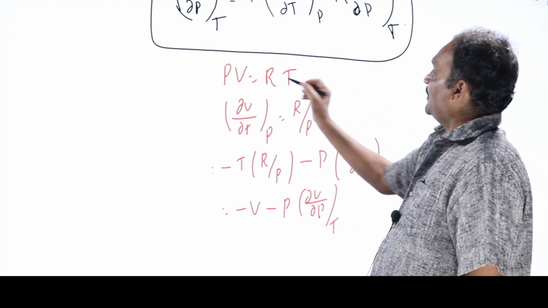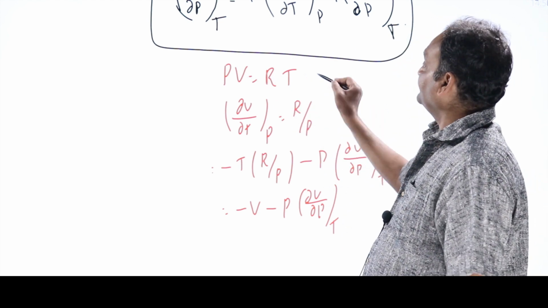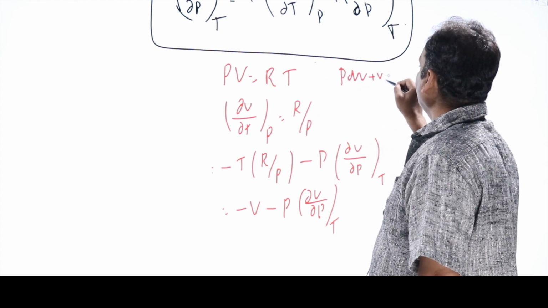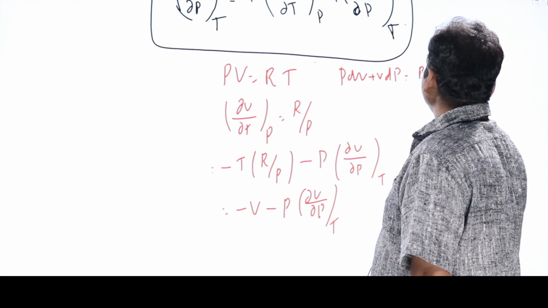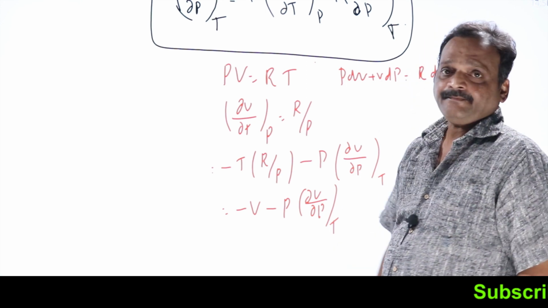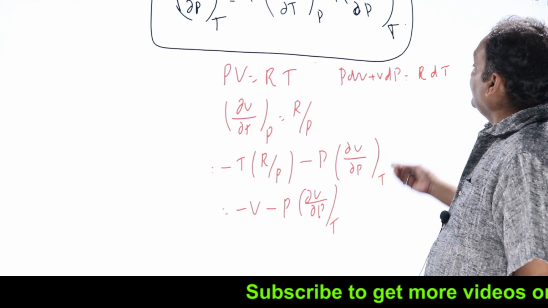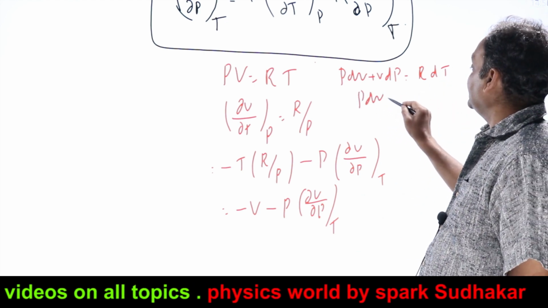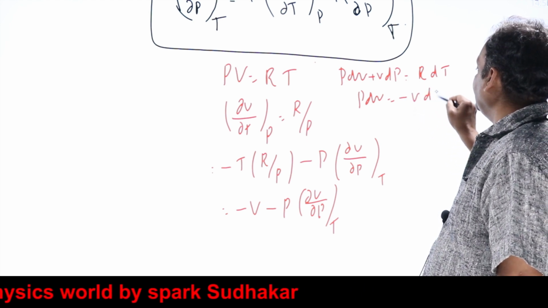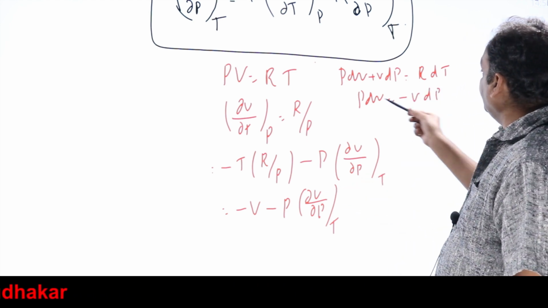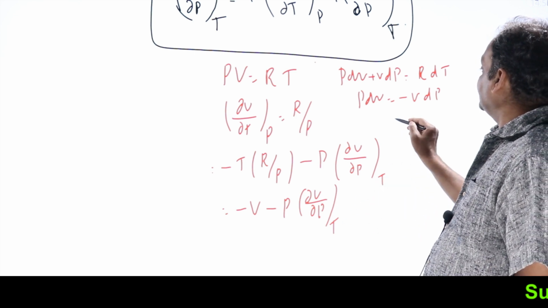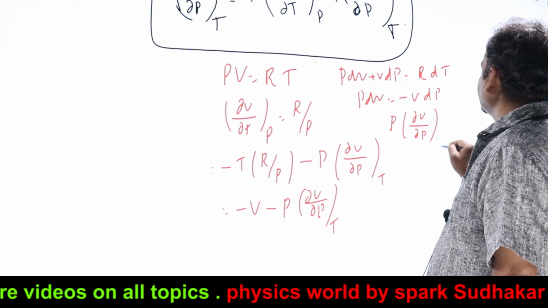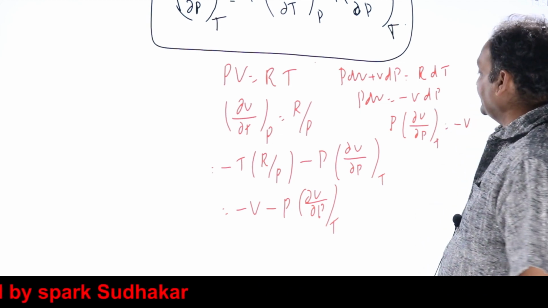gas. So how to get ∂V/∂P? Differentiate this equation: P dV plus V dP is equal to R dT. In an isothermal process, dT equals 0. So P dV is equal to minus V dP. What is ∂V/∂P at constant T? P into ∂V/∂P at constant T is equal to minus V, we get.